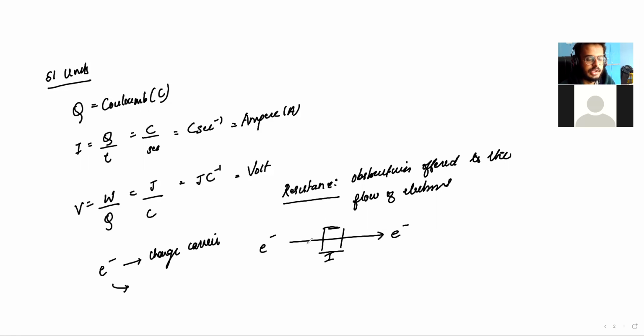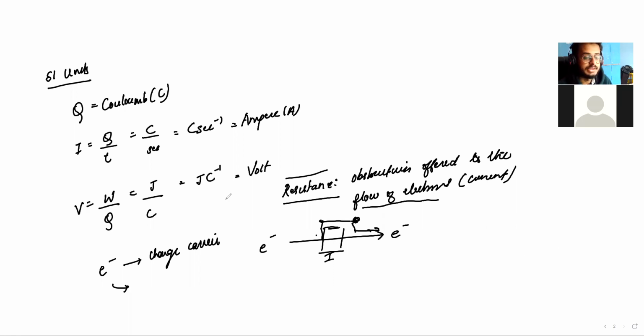You are not making the path of the electron straightforward. It has to go here, it will collide with some atoms, go up, go again, go here, again collide with some atoms, come down, go this way. This phenomenon where the path of the electron is obstructed, eventually leading to reduction in the current in the system, is known as resistance. If you're obstructing the flow of electrons, you're basically obstructing current. So resistance is the obstruction offered to the flow of electrons.